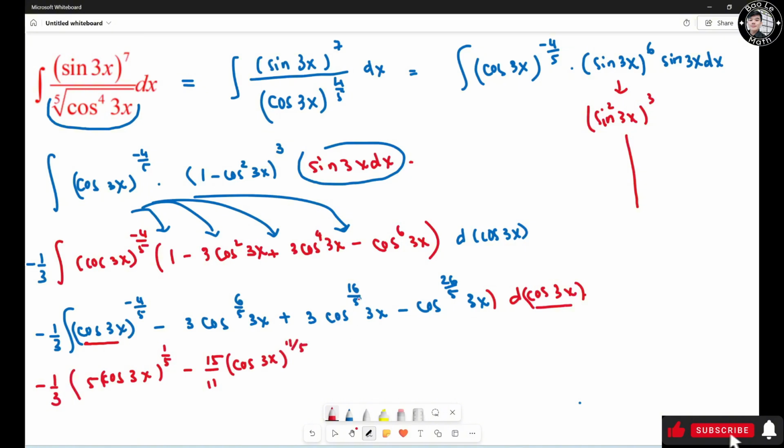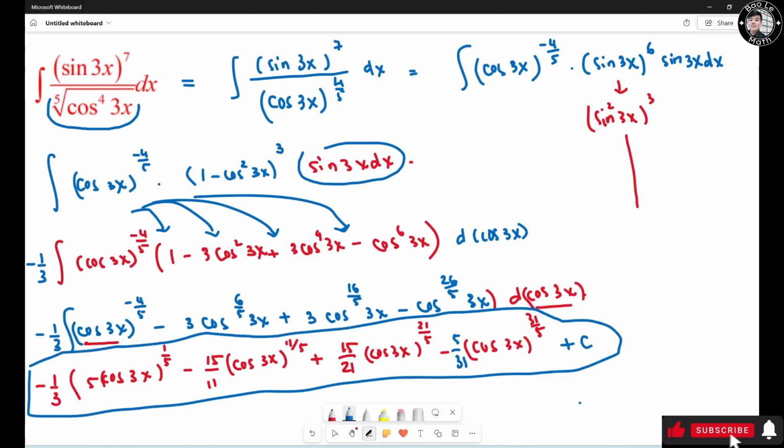Next one, 16 over 5 plus 1 is going to be 21 over 5, and then you multiply by 5 over 21. So it could be 15 over 21 cosine of 3s altogether raised to the 21 over 5, and minus cosine of 3s raised to the 26 over 5 plus 1, which is going to be 31 over 5. And you divide by 31 over 5, which is the same thing as multiplying by 5 over 31, plus C.